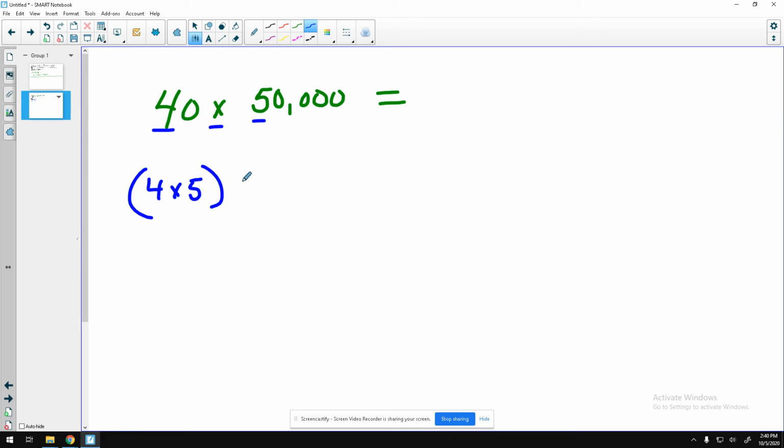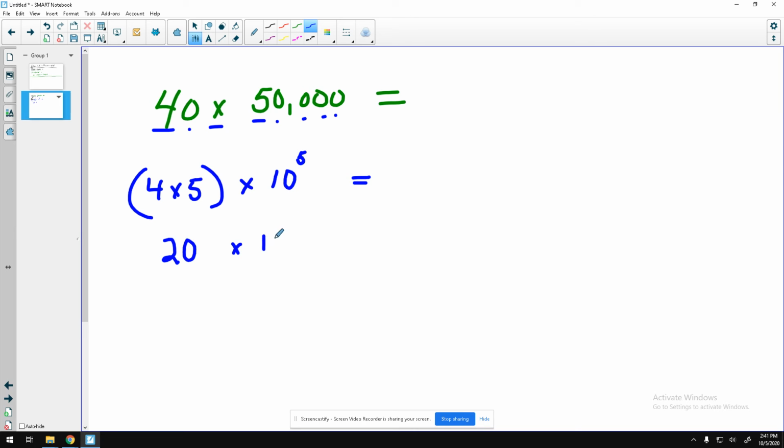And then we're going to count the zeros. How many zeros do we have, guys? 1, 2, 3, 4, 5. So we're going to say that's 10 to the 5th power, because the power of 10 represents how many zeros we're going to have in our problem. So what's 4 times 5? 4 times 5 is 20.